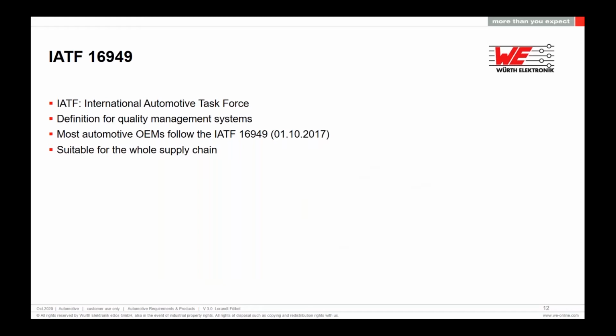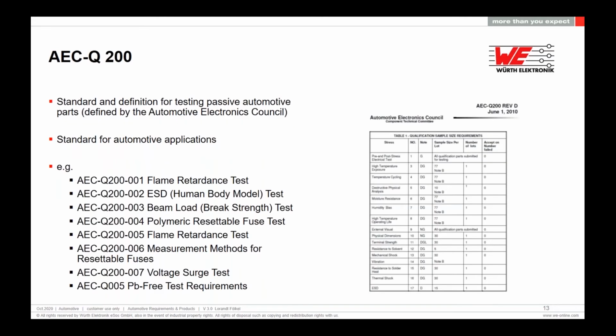This is suitable for the whole supply chain because the parts are manufactured in this IATF 16949 facility. The AEC-Q200 has some sub criteria, like for fuses it is something like 006, for some polymeric resettable fuses it is 004. So when you get the AEC-Q documentation, you get everything that is possible to be tested for the component we are producing, and this is really related to this component. You will see that in the documentation.